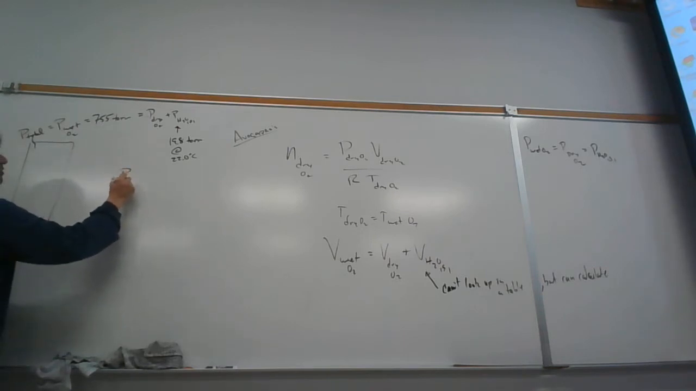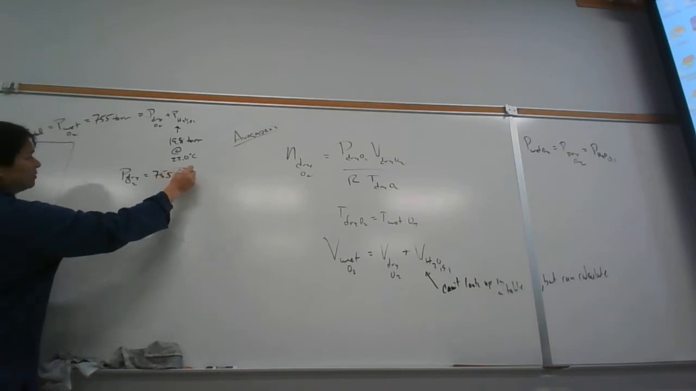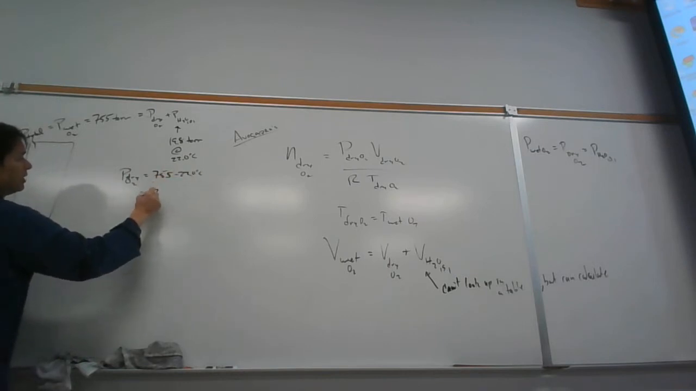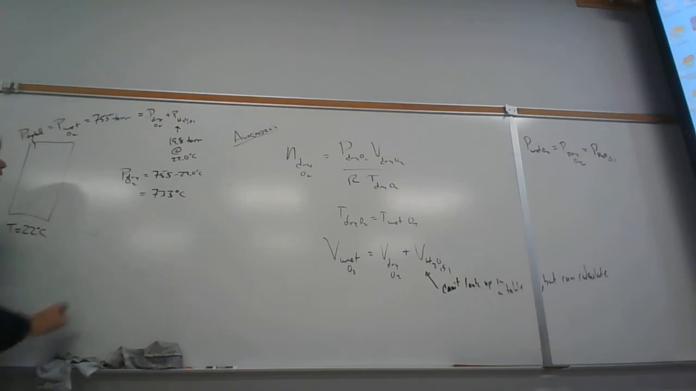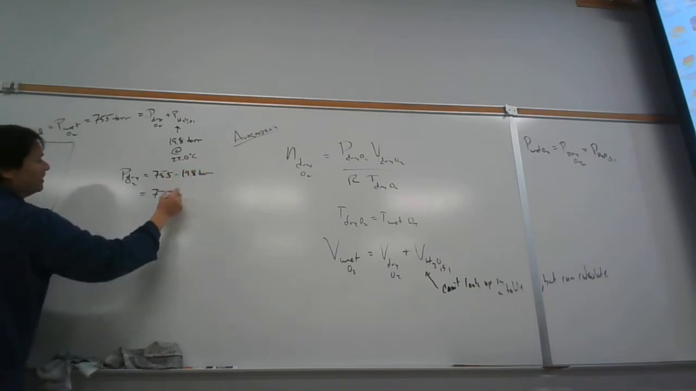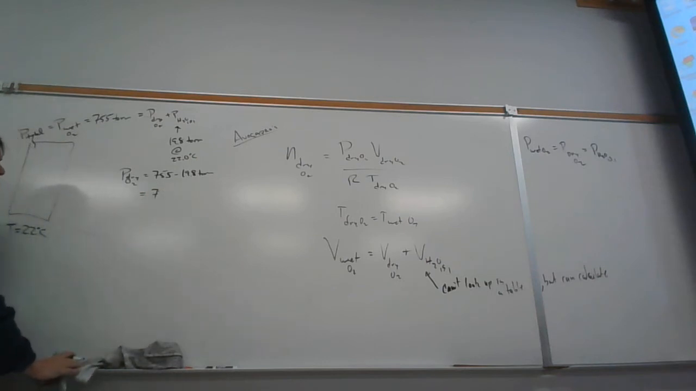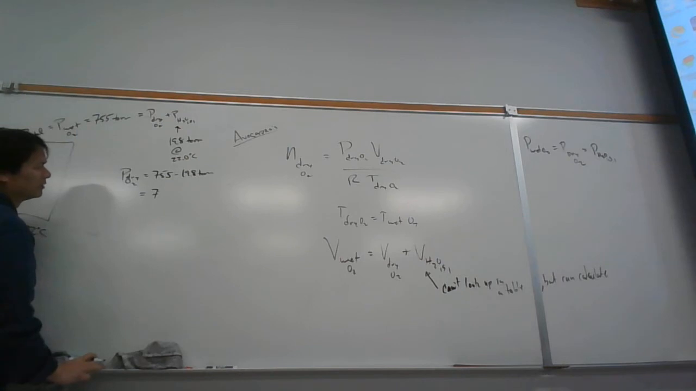All right, from this, we're going to get the pressure of the oxygen. The pressure of the dry oxygen is equal to 755 minus 19.8 torr, which is about 20, so 735 point, or 736, 35.2.